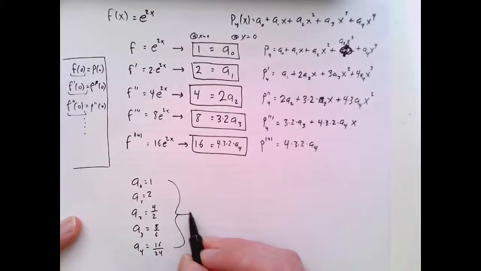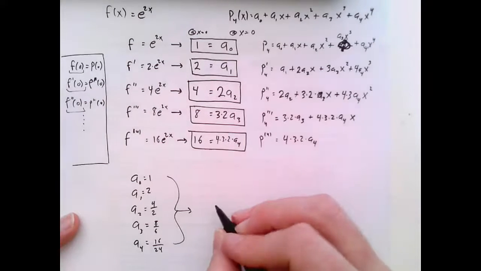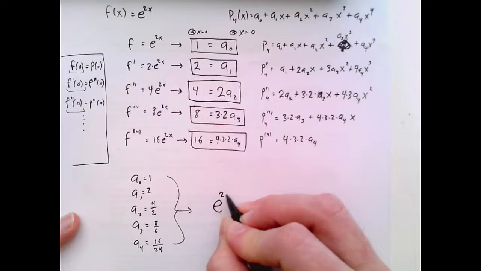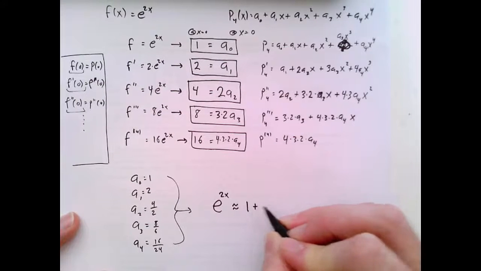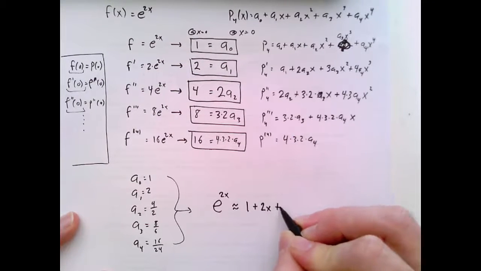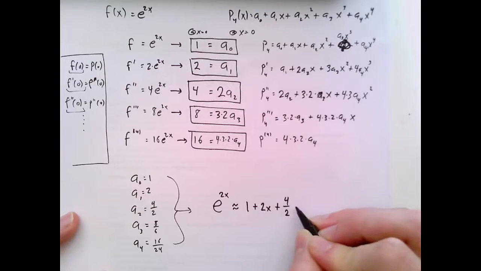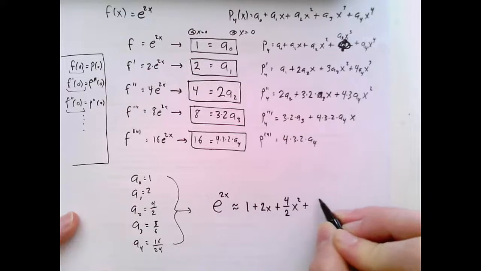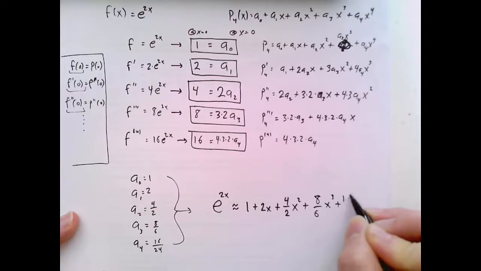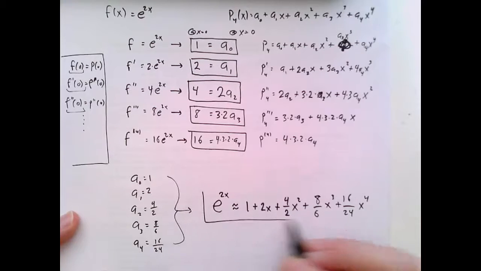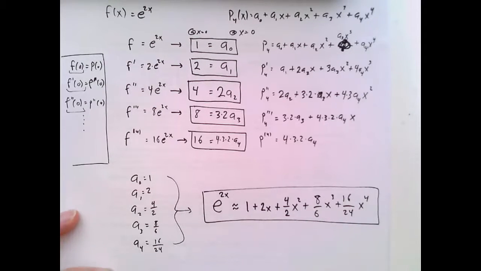And so now I can take those coefficients and I can rewrite my original polynomial, only now with numbers. So my final answer is e to the 2x is approximately 1 plus 2x plus 4 over 2 x squared plus 8 over 6 x cubed plus 16 over 24 x to the fourth. So that's a fourth degree approximation of my original function.